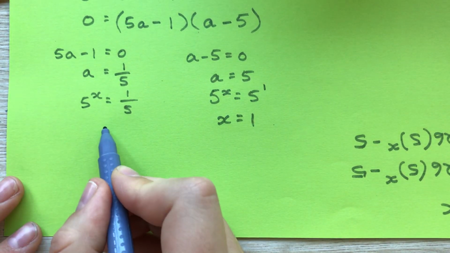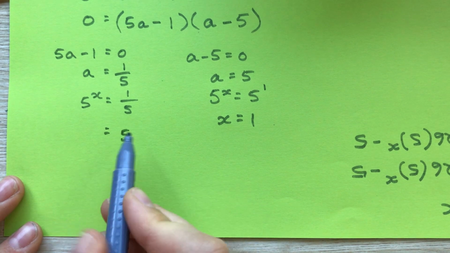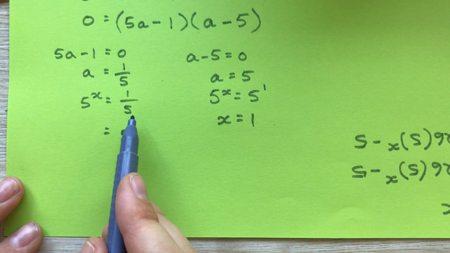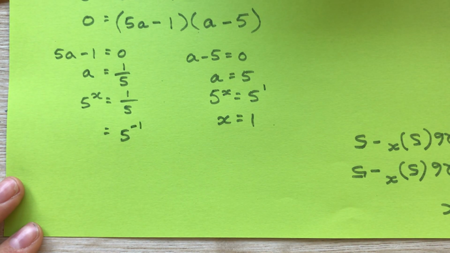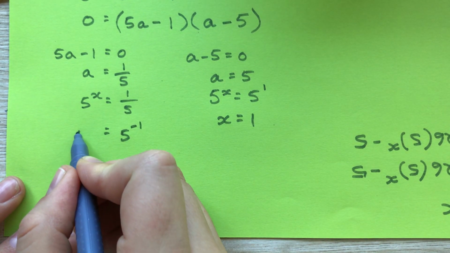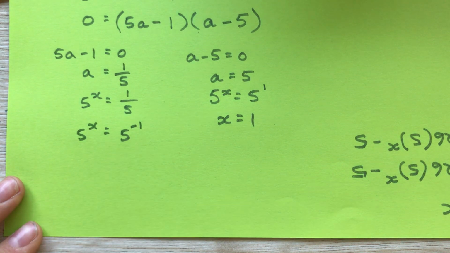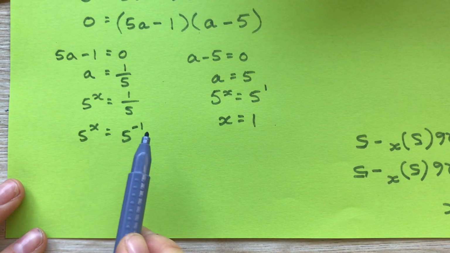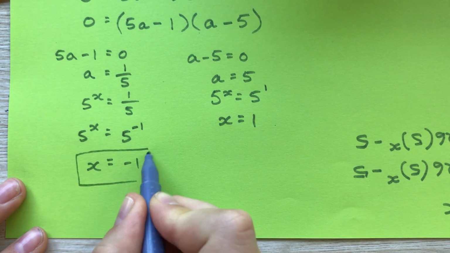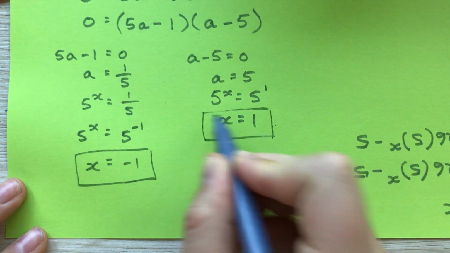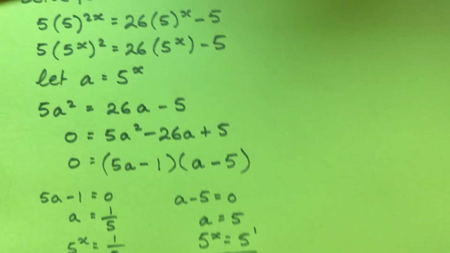Over here, we're going to just have to manipulate that a little bit. When we have something on the bottom of a fraction, we can bring it up to the top if we give it a negative power. So right there, we can see that x is negative 1. And so those are our two solutions. Done.